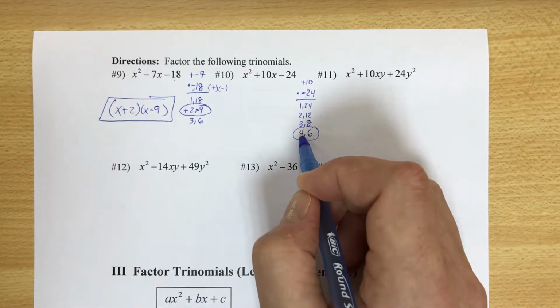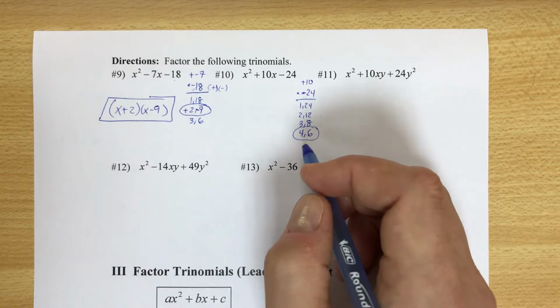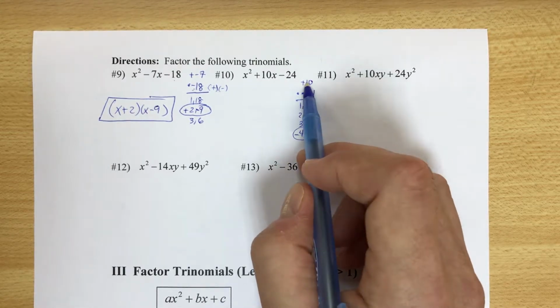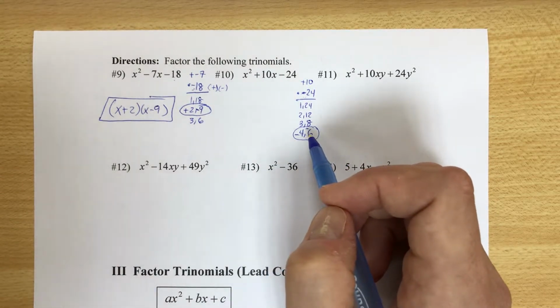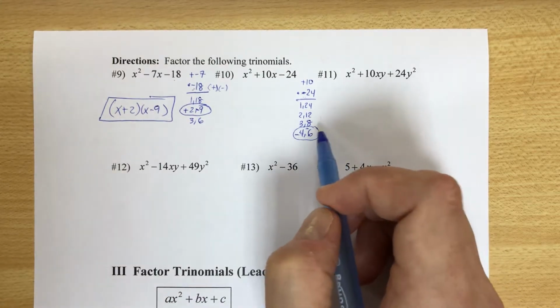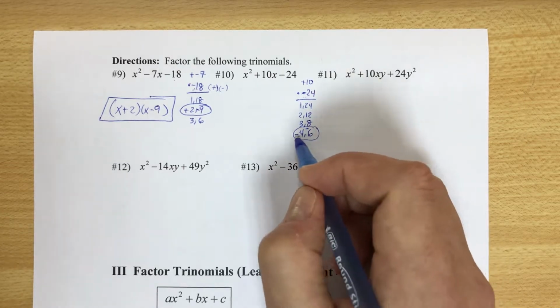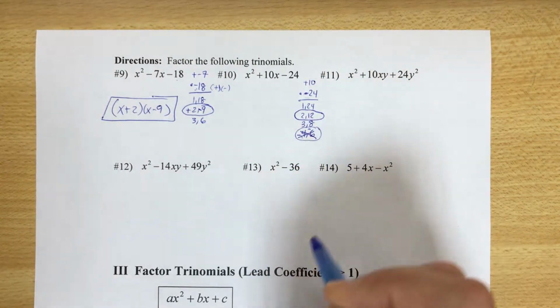Well, if you do 4 times 6, you get positive 24. No, that doesn't work. What if we try negative times negative? Well, it adds up to negative 10, but it also multiplies to positive 24. So 4 and 6 is going to be tempting, but it doesn't fit. We can't use that. What we're actually going to use is 2 and 12.